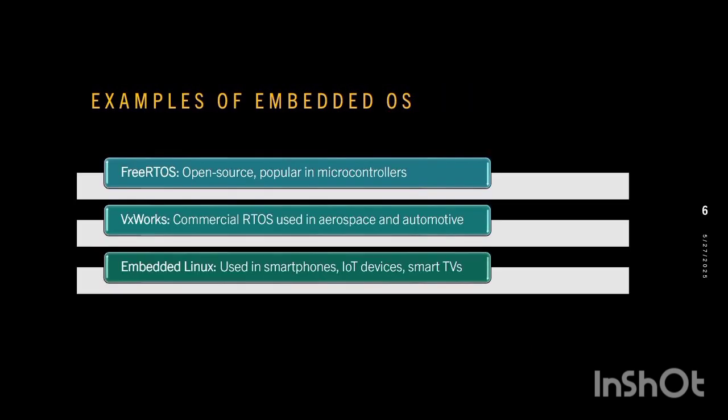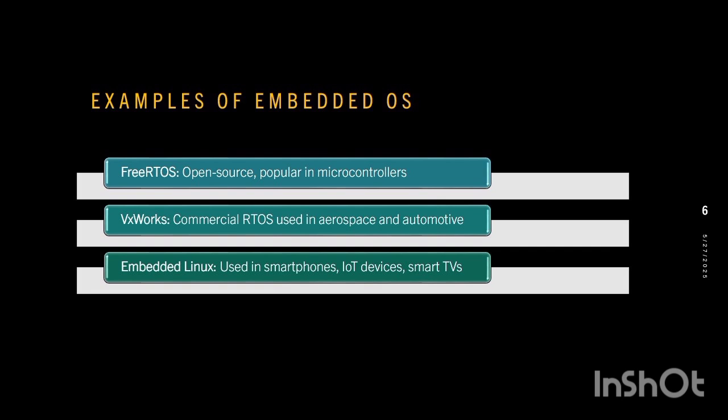Now let's see the different embedded OS examples. The most popular embedded operating systems include FreeRTOS. FreeRTOS is open source and most commonly used in small devices like sensors and controllers. We can use Zephyr RTOS also. Whereas VxWorks is a commercial RTOS which is known for its reliability in critical applications like aeroplanes and cars. They will be using the VxWorks OS.